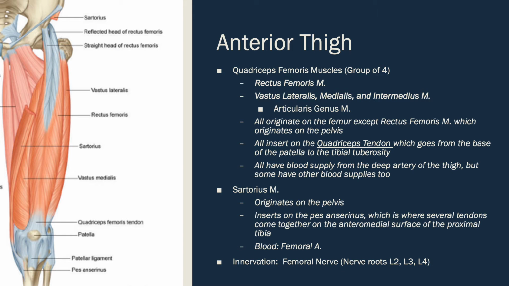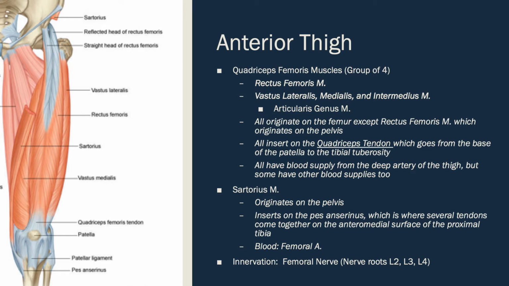First, let's talk about the anterior thigh. And I've grouped the muscles of the anterior thigh, so hopefully their characteristics will be easier to remember. The first group we're going to talk about in the anterior thigh is the quadriceps femoris muscles, which is a group of four. The first muscle is the rectus femoris, and then we have the vastus lateralis, vastus medialis, and vastus intermedius muscles. There's a small muscle included within the vastus group called the articularis genus muscle, but we won't talk about that one as much.